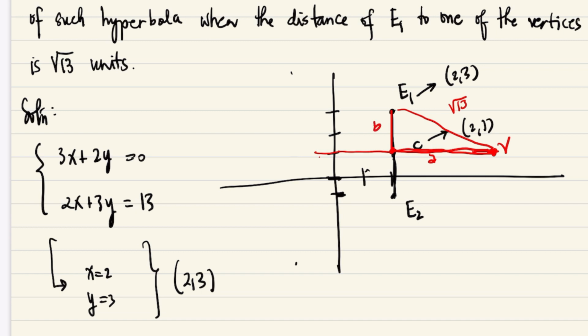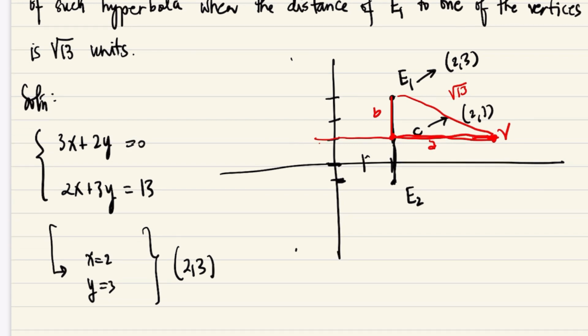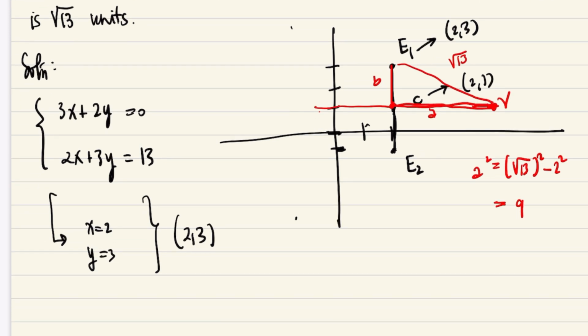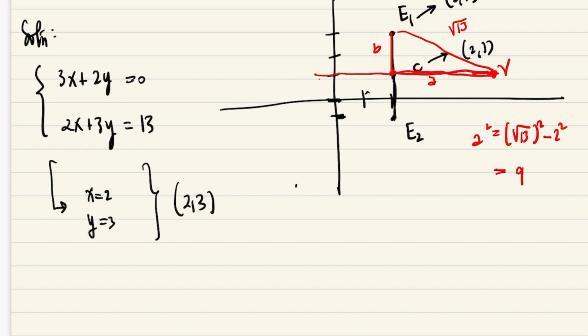Okay, so to solve for A, we use the Pythagorean theorem. So you have A squared is equal to the square root of 13 squared minus 2 squared. So the answer here is 13 minus 4, it's 9. So meaning to say that A here is 9. So the information now is enough for us to establish the equation of the hyperbola.